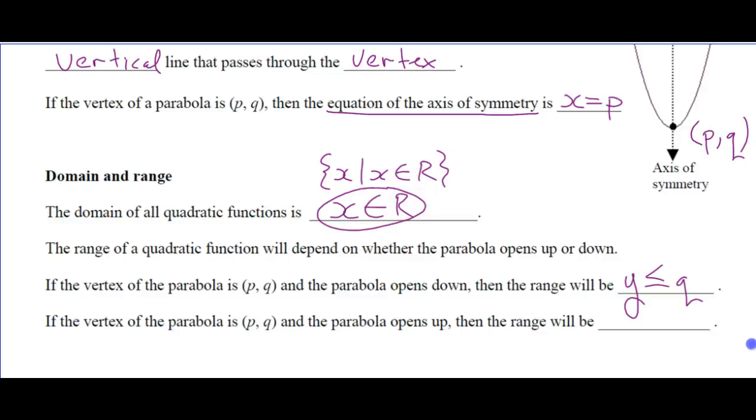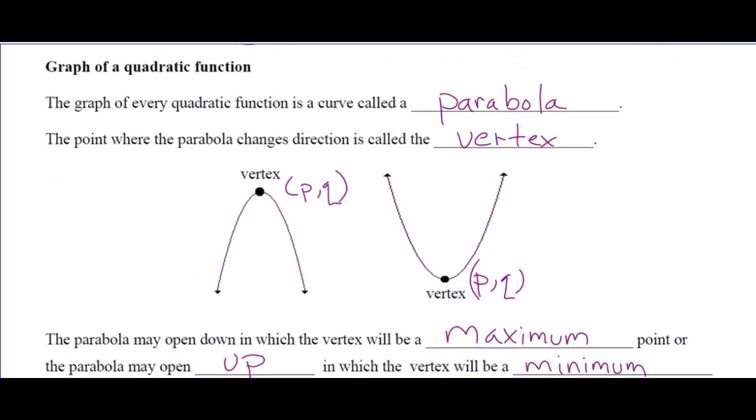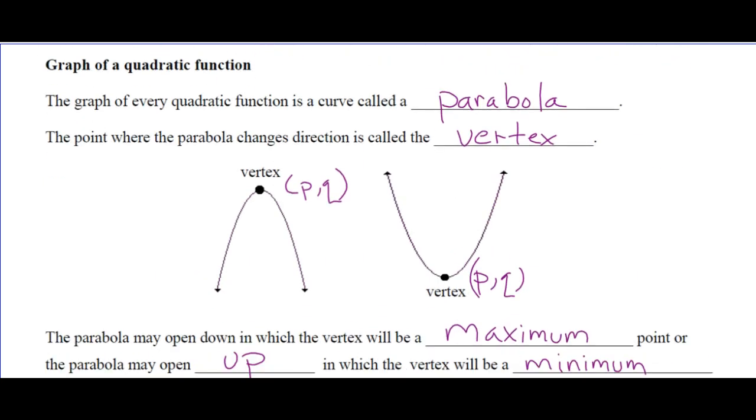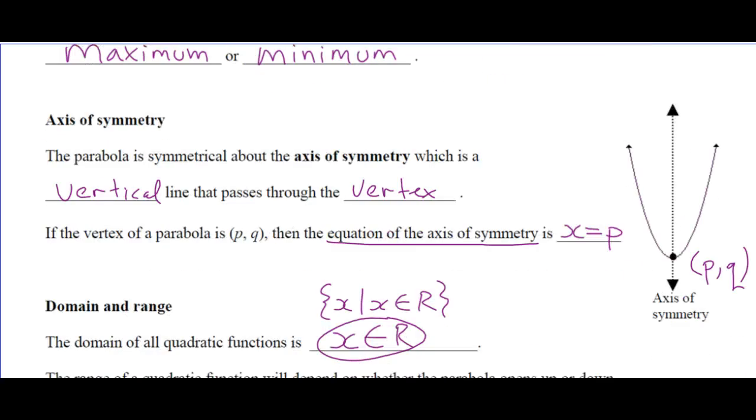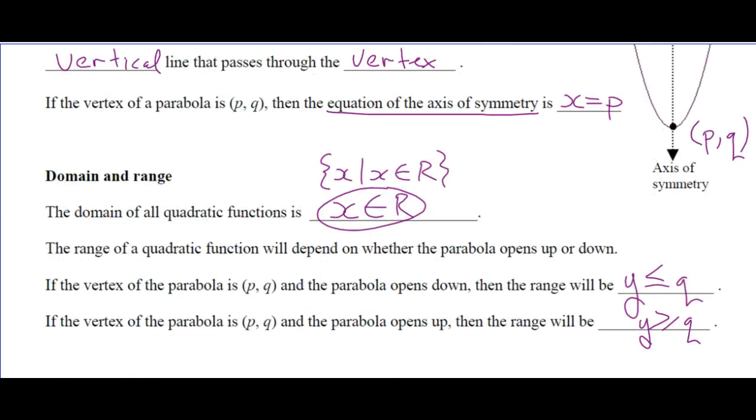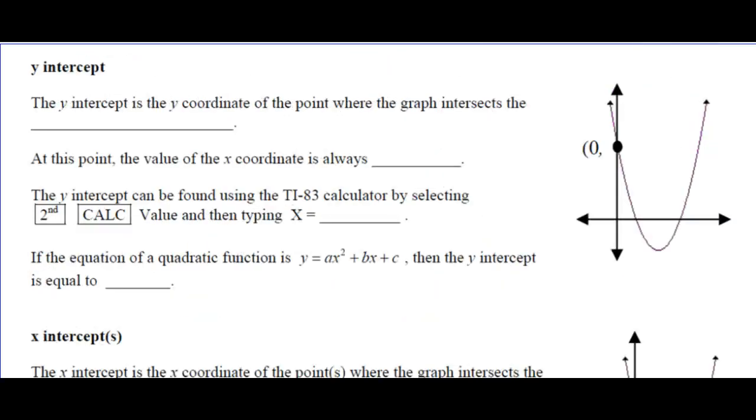Then the range will be greater than or equal to q? Yeah, y is greater than or equal to q. Okay? So again, just take a look here. Any value bigger than or equal to q if it opens up, and any value less than or equal to q if it opens down. So if it's a maximum, all the values have to be below or equal to it. If it's a minimum, all the values are above or equal to it.